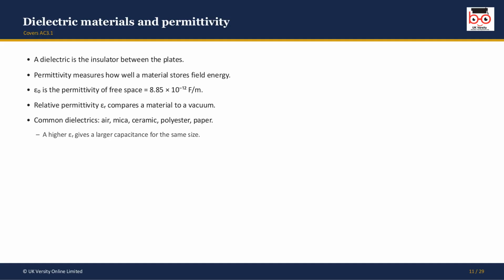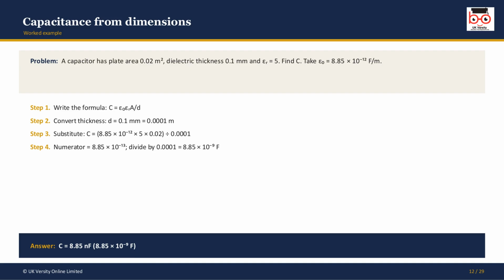Let's think about the dielectric itself, the insulator between the plates. Permittivity is a measure of how well a material stores field energy. The permittivity of free space, epsilon naught, is a fixed constant, 8.85 times 10 to the minus 12 farads per meter. The relative permittivity, epsilon r, then compares a given material to a vacuum. Common dielectrics include air, mica, ceramic, polyester, and paper, and the higher the relative permittivity, the more capacitance you get for the same size.